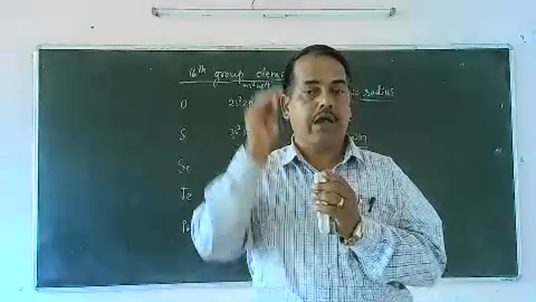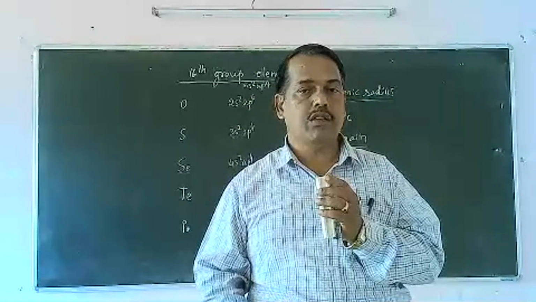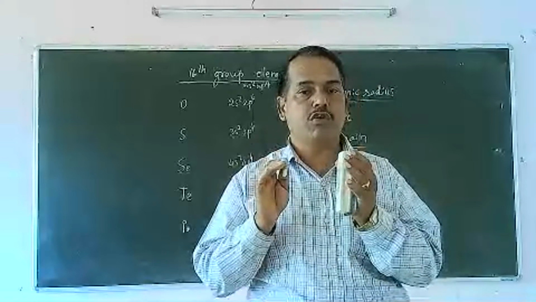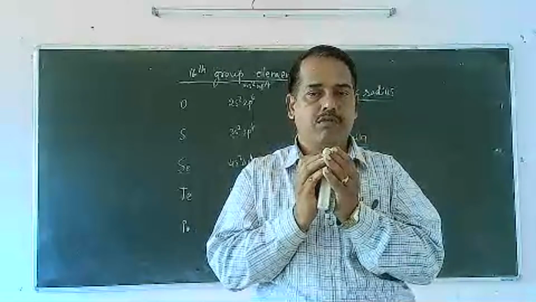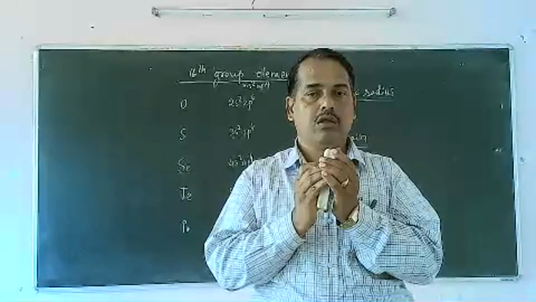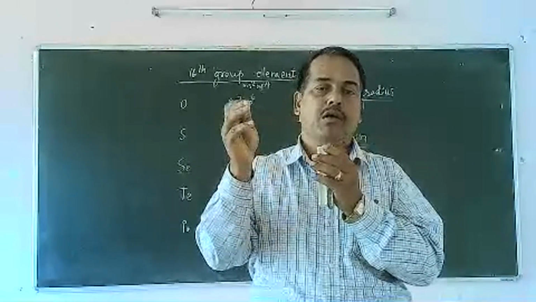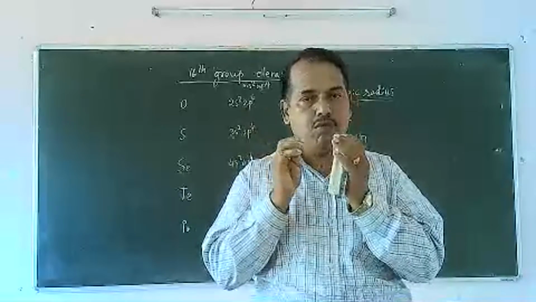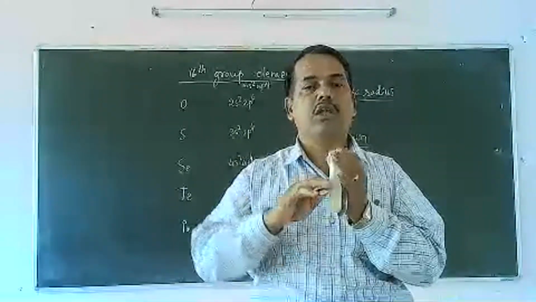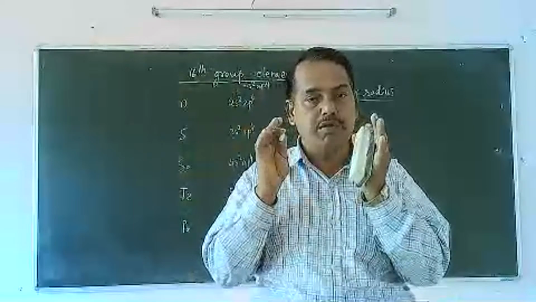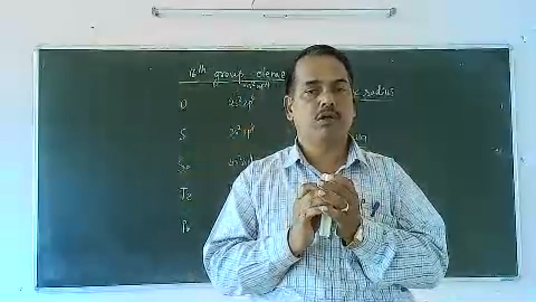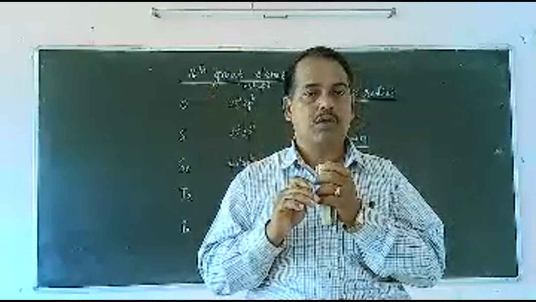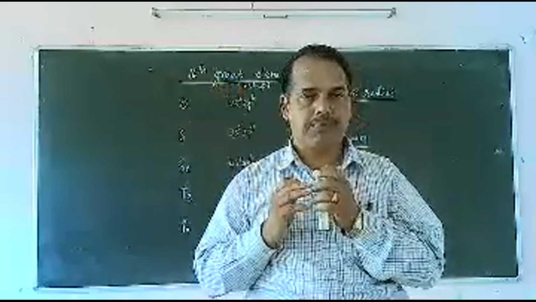What is the general trend? As you come down the group, electron gain enthalpy decreases. But there is an exception. In oxygen, due to the compact size of the 2p orbital, there is repulsion between the incoming electron and the electrons present in the 2p orbital. As you go to sulfur, the 3p orbital lobe is larger, so it can easily receive the incoming electron. Therefore, its electron gain enthalpy is more.